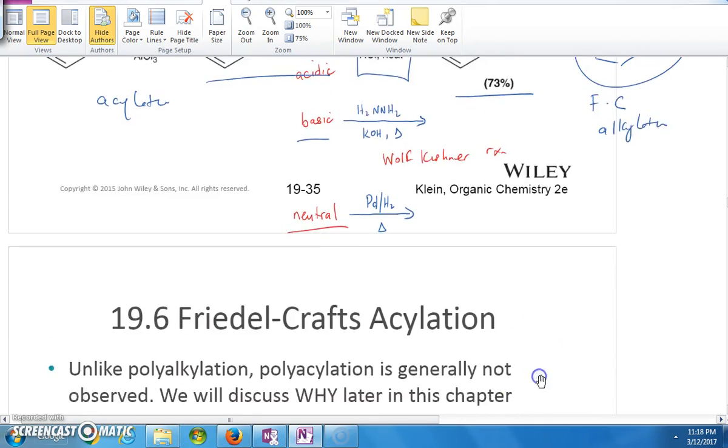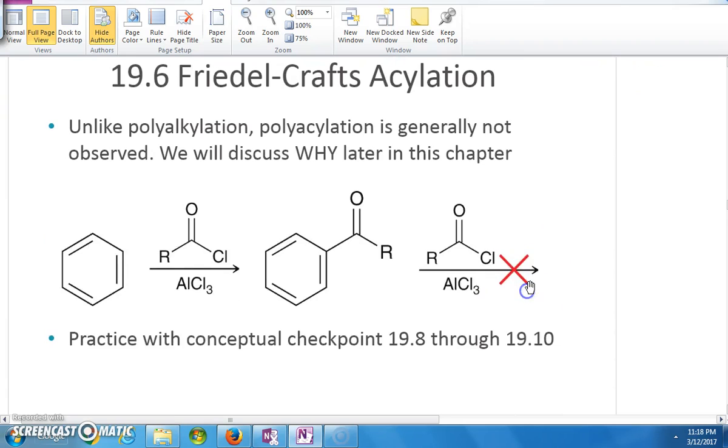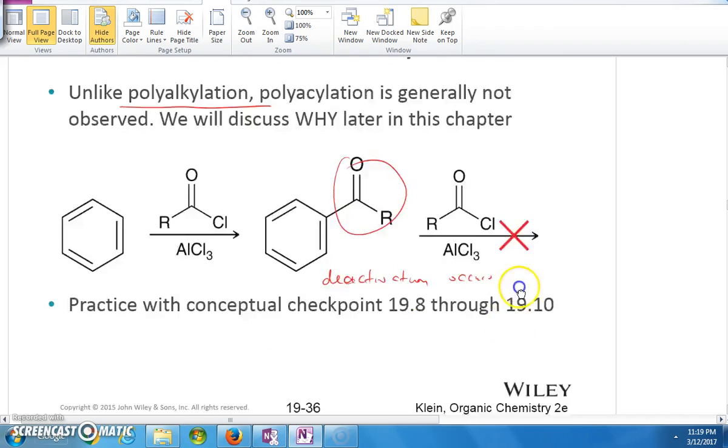But you see, these carbonyl groups have to be in the benzylic position. Unlike polyalkylation, polyacylation is not generally observed. That's because once you introduce the acyl group, the ring becomes deactivated, so it's not prone to further substitution. That means the ring becomes unreactive.